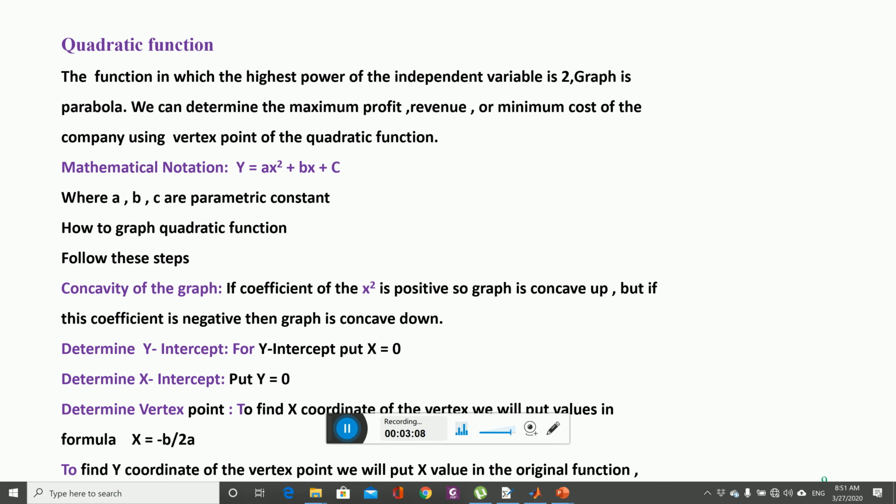So what is the vertex point? Vertex point is the highest point of the parabola or the lowest point of the parabola, at which the parabola peaks out or bottoms out. And if we draw a perpendicular line through this highest or lowest point, this perpendicular line must divide the parabola into two symmetrical portions of equal shape. So the highest point or the lowest point of the quadratic function, that is called the vertex point.